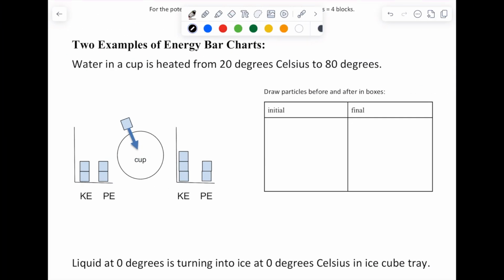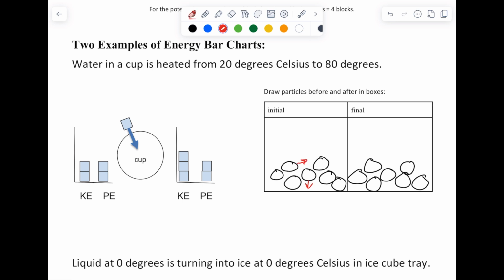So as you look at your worksheet here, we're going to look at the first example. It says water in a cup is heated from 20 degrees Celsius to 80 degrees Celsius. Now you'll notice here that I'm going to go ahead and draw these particles on the left and the right. I want to make sure that I remember that they are water. I want to keep the particle count on the left the same as the particle count on the right. And I want to show somehow that the temperature is increasing.